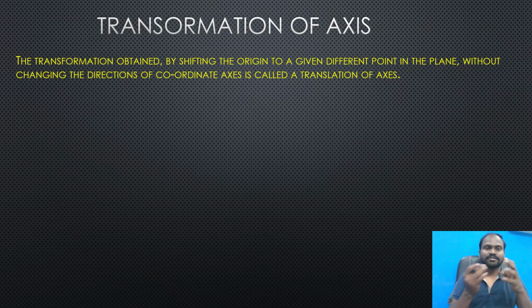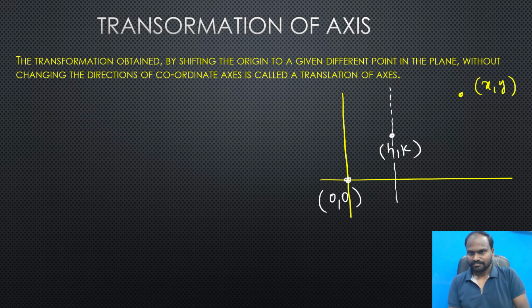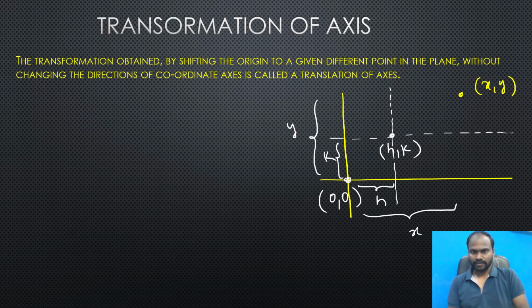Next, transformation of axis. In transformation of axis, for example, let us take a point here, some x comma y. Here the origin is 0 comma 0 and the origin is shifted to another point, let us say h comma k. Now the new coordinate axis is this. This distance is h, this distance is k, this distance is x, and this distance is y.